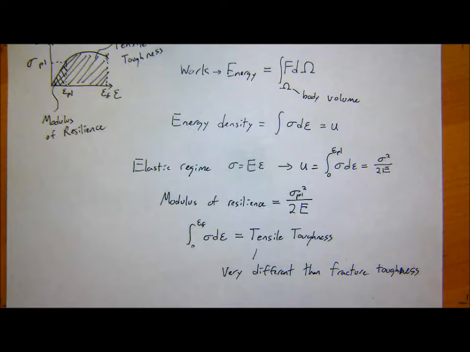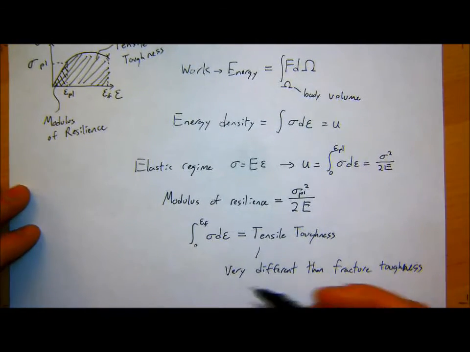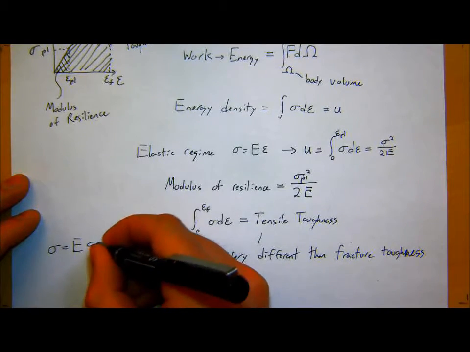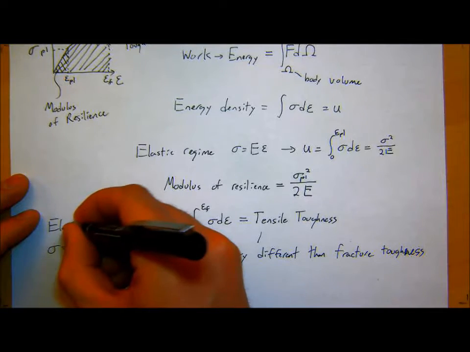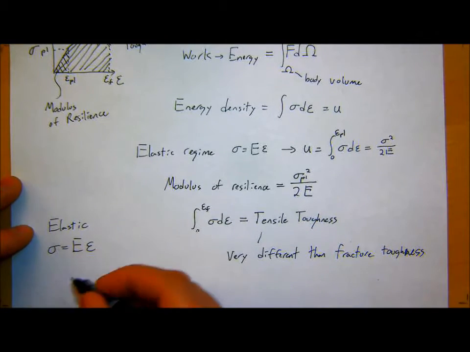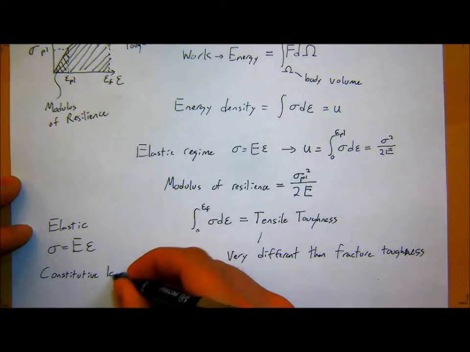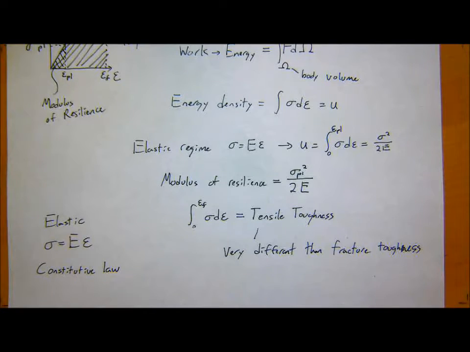So what I'd like to do is take a couple steps back. When I say here my stress is equal to E epsilon in the elastic regime, this is actually something that's known as a constitutive law. So the relationship between stress and strain, how those two relate, is a constitutive equation, so it's material dependent. But stress itself is basically just a force balance on a body. Strain itself is actually just a geometric reorganization of the material.